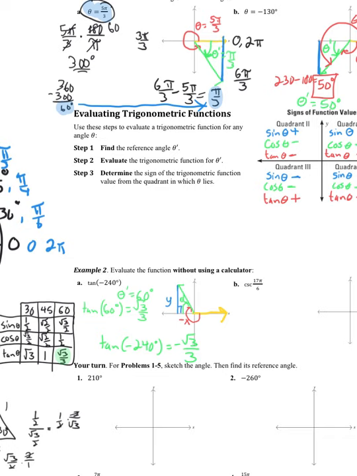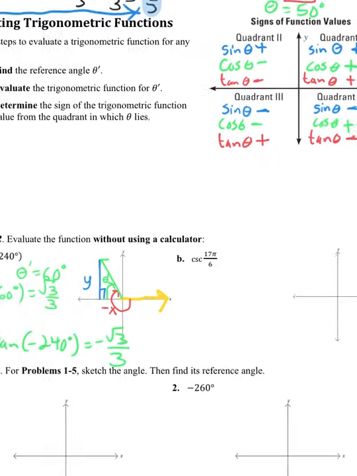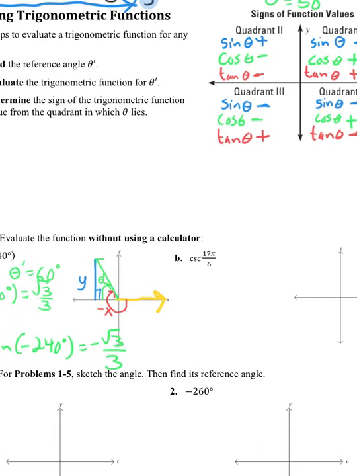That's what's happening with this part today. We have to be really good about these types of problems. All right, problem B, we'll look at one more example here without using a calculator. This one says cosecant of 17 pi over 6.